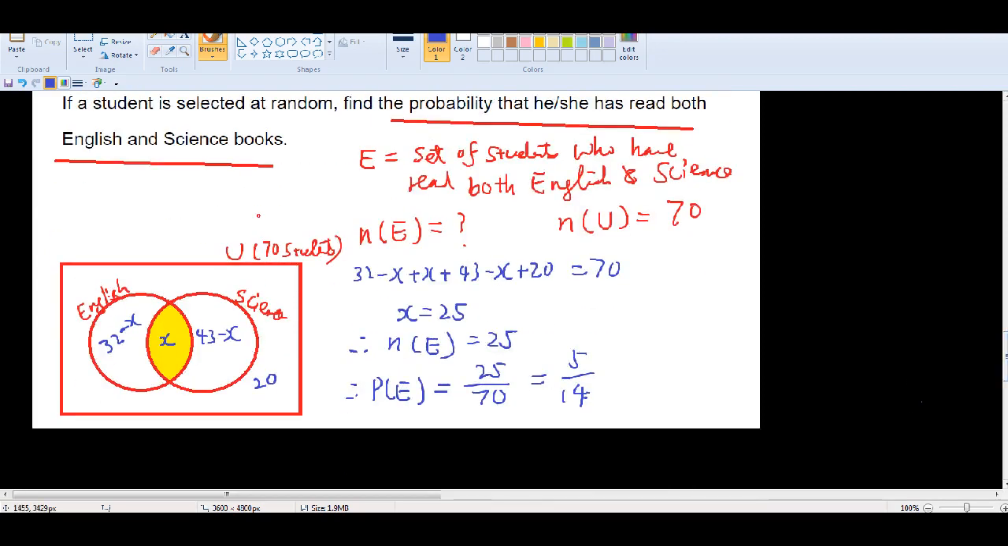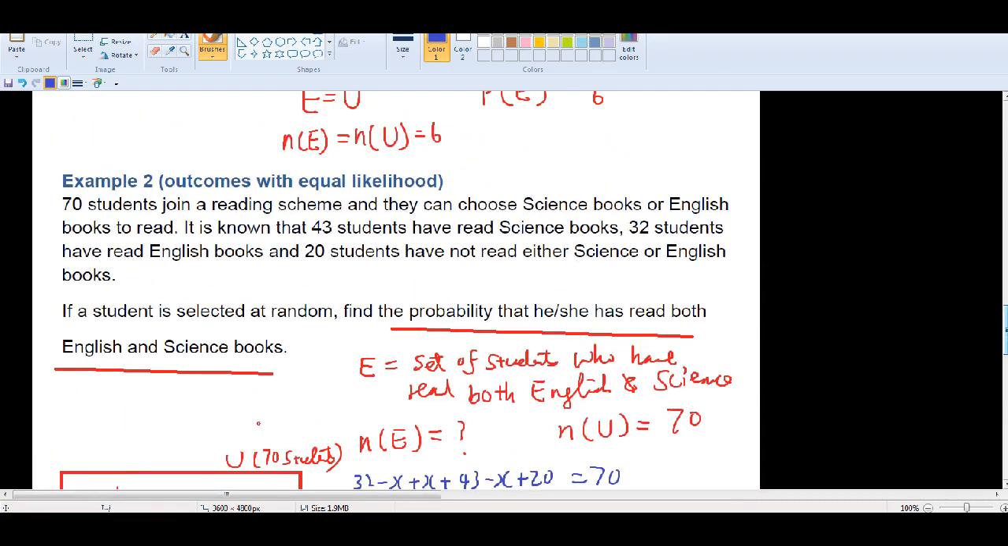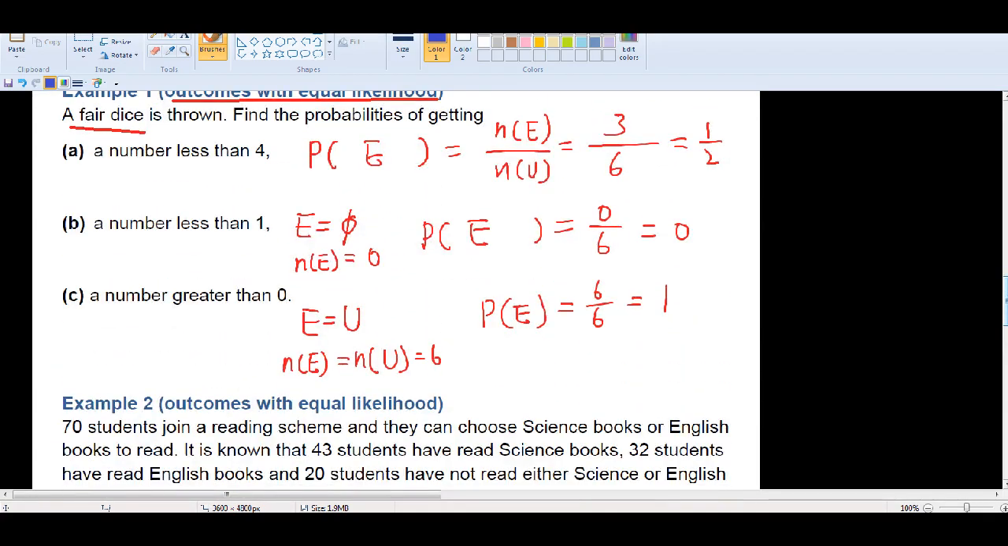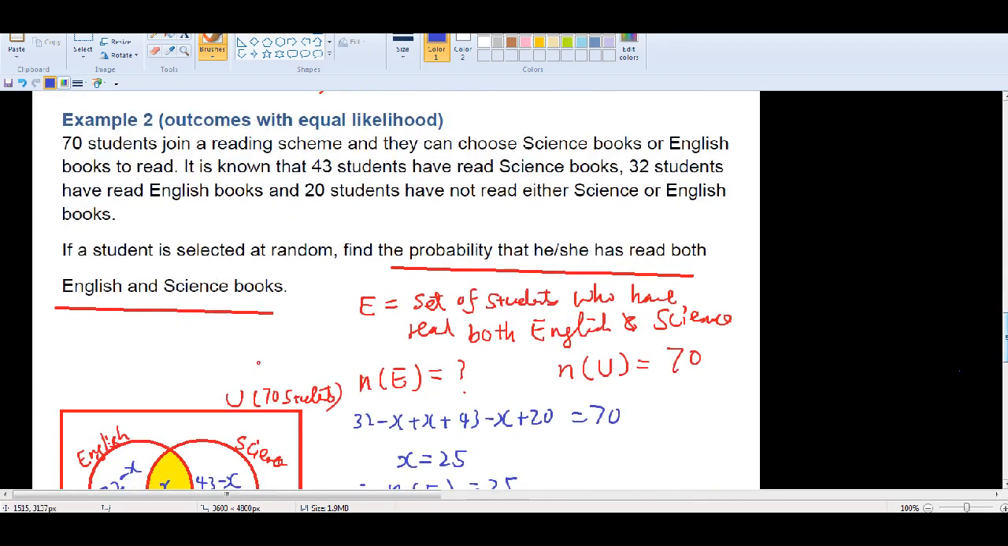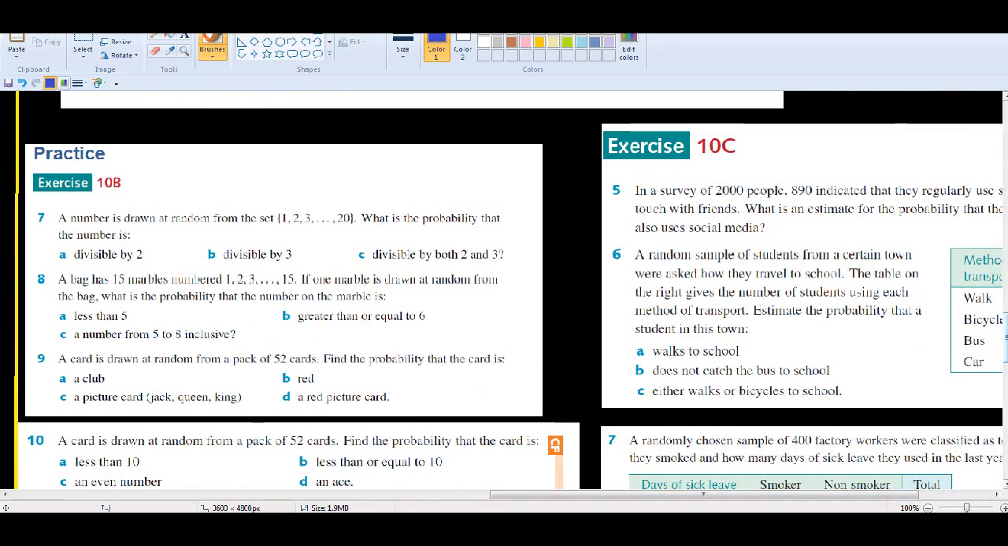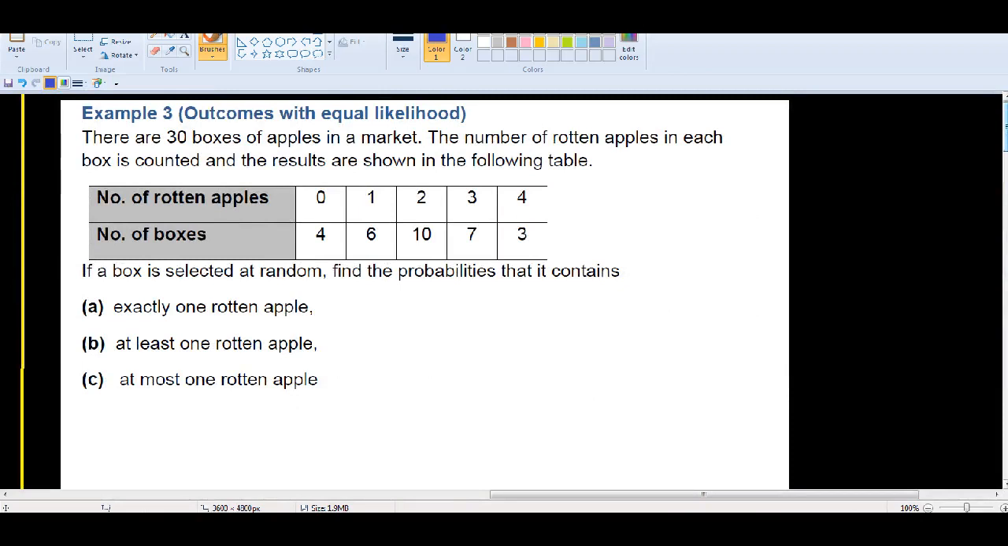For this type of question, let me say again: if you see that outcomes are with equal likelihood, then it's easier for you to define the event, find the number of elements in that event, and use that number divided by the total number of elements in the universal set. That means the whole set of it. Let me do one more with outcomes with equal likelihood.